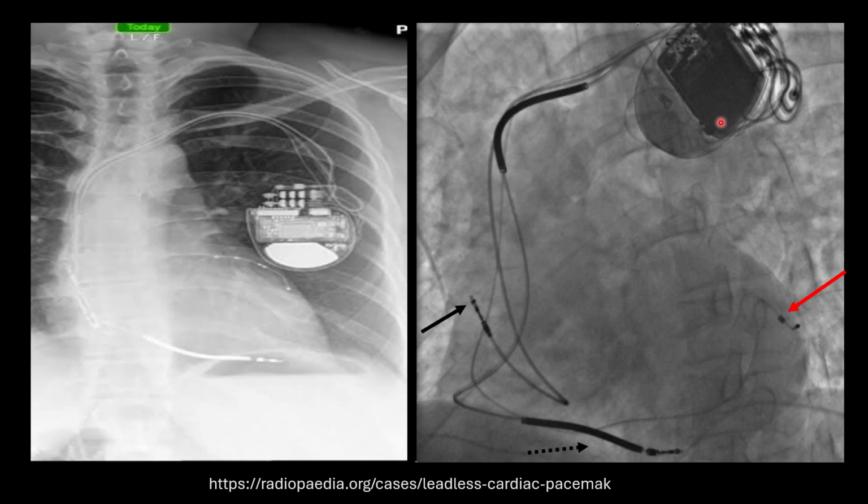If we compare the CRT with the ICD and pacemaker, we will find that the generator of the CRT is the largest one, and we have three leads. The solid black arrow is the right atrial lead, the dashed black arrow is the right ventricular lead, and the red arrow is the one in the coronary sinus. The coronary sinus lead wraps around the outside of the left ventricle, which enables pacing of the left ventricle.